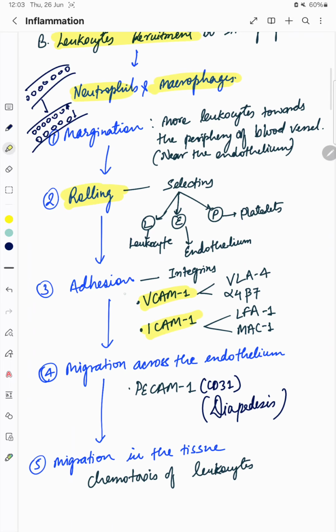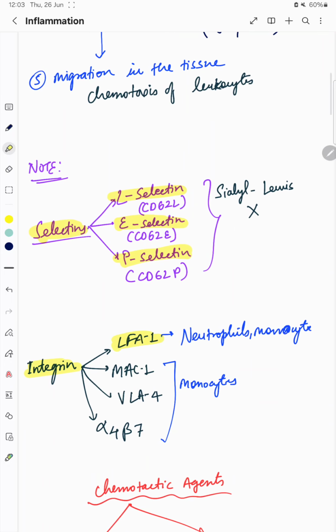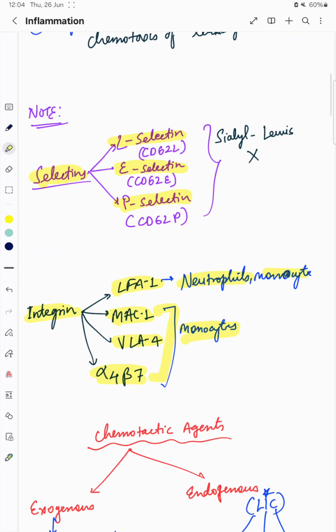Integrins are the proteins that help leukocytes to adhere to the endothelium. LFA1 integrins are present on neutrophils and monocytes. MAC1, VLA4, and alpha 4 beta 7 are the other integrins; these three are present on the monocyte. So the monocyte has all the integrins and the neutrophil has only the LFA1 integrin.